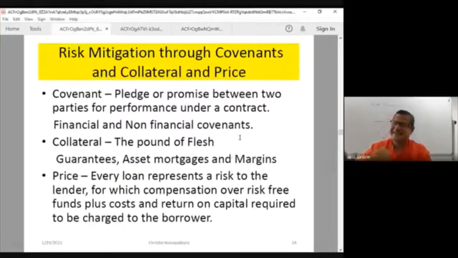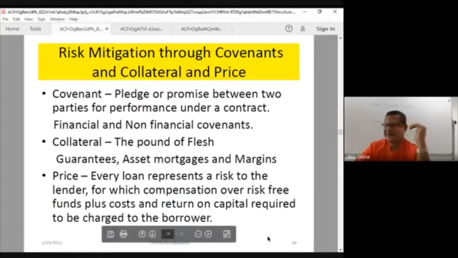It is the same question paper that I was searching for 2 questions, but it is 1 paper, so we have covered that. Based on that, now I'm going through a revision. Risk mitigation through covenants, collateral, and price is an important slide for you to look at, because most of the questions will ask you to mention the risk mitigation methods available to avoid the situation. So you can touch on these covenants, collateral, and price.